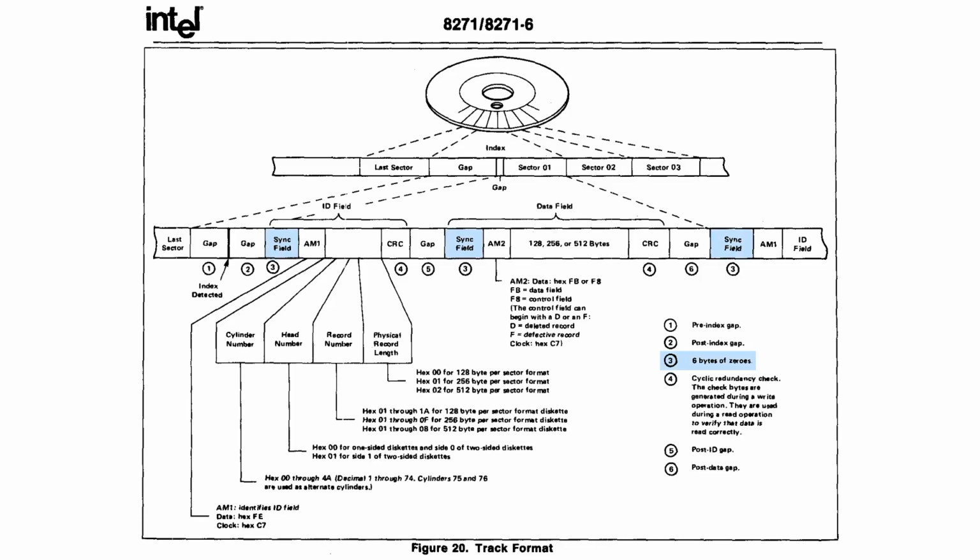Another factor I haven't mentioned here yet is that the address marks are always preceded by writing 6 bytes of zeros. And I believe these zeros are there to make sure that the reading circuit can get properly in sync with the data stream before it needs to read an address mark.